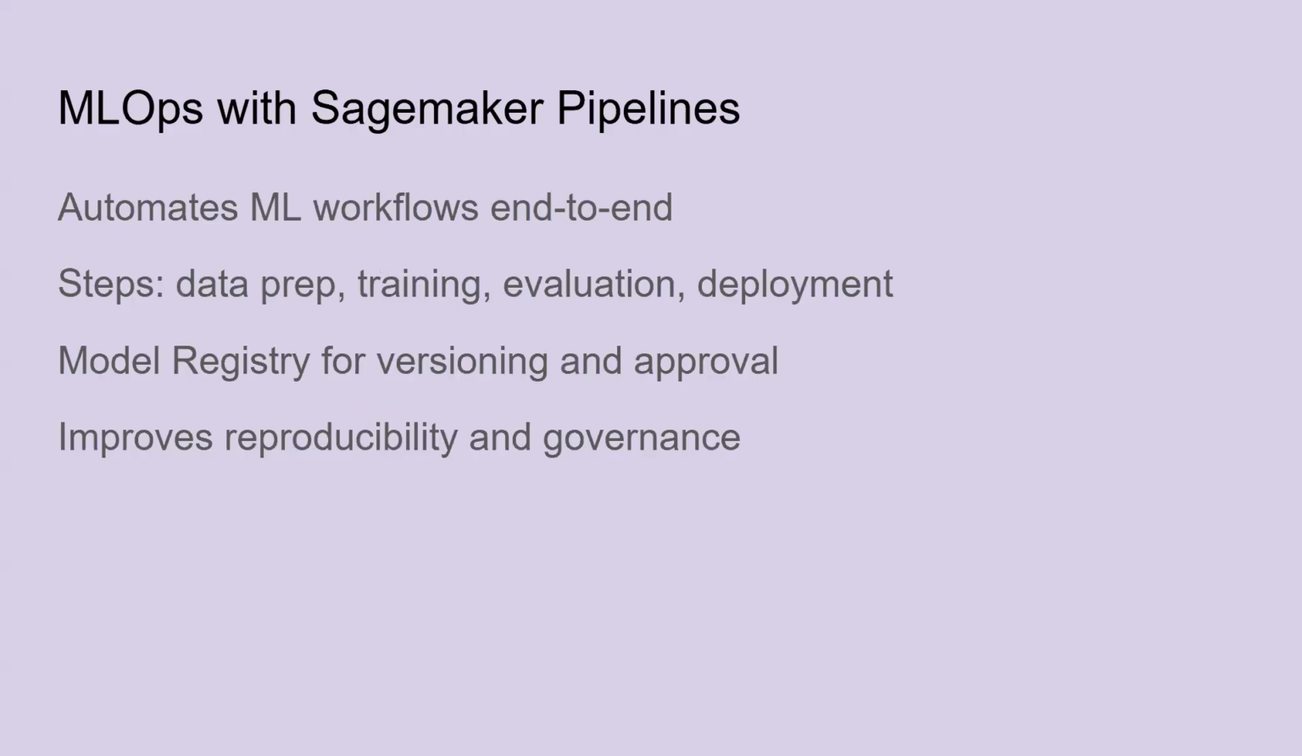Now, here you go, ops with SageMaker Pipelines. The pipelines automate your workflows end to end. The steps for this are data prep, as we just discussed before, training, the evaluation, and then deployment. And you have model registry for versioning and approval. And this helps improve your reproducibility and your governance.